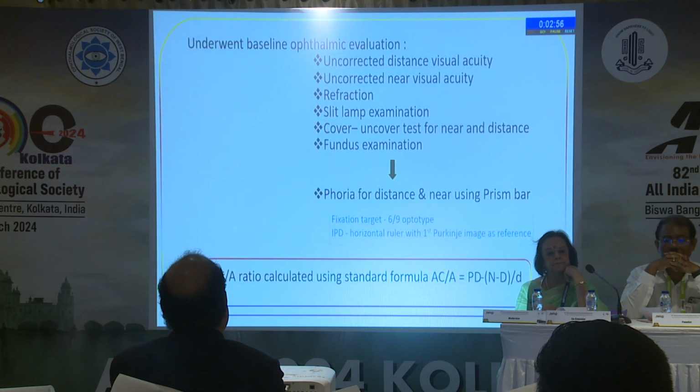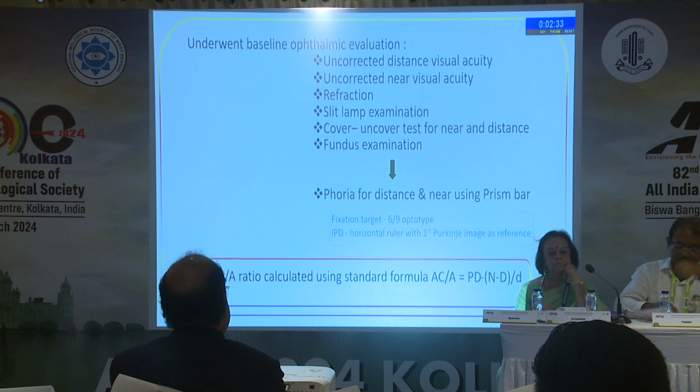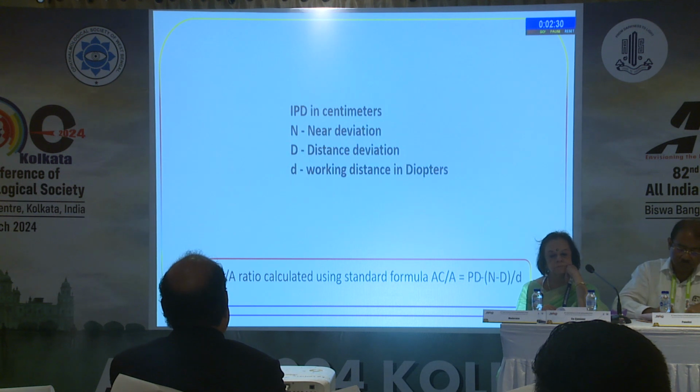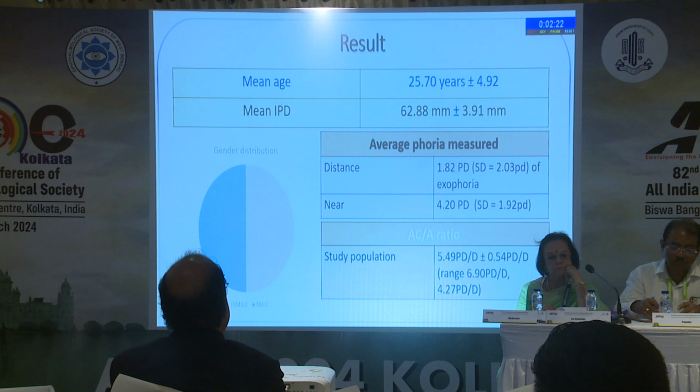They all underwent baseline ocular investigation in the form of refraction, a slit lamp evaluation, and cover-uncover test for both distance and near, and fundus examination. The foria for distance and near was determined by prism bar, with a fixation target of 6 by 9. And the IPD is measured by a horizontal ruler with the first Purkinje image as reference. And AC by A ratio is calculated using the formula, with IPD in centimeters, N the near deviation, D the distant deviation, and D the working distance in diopters.